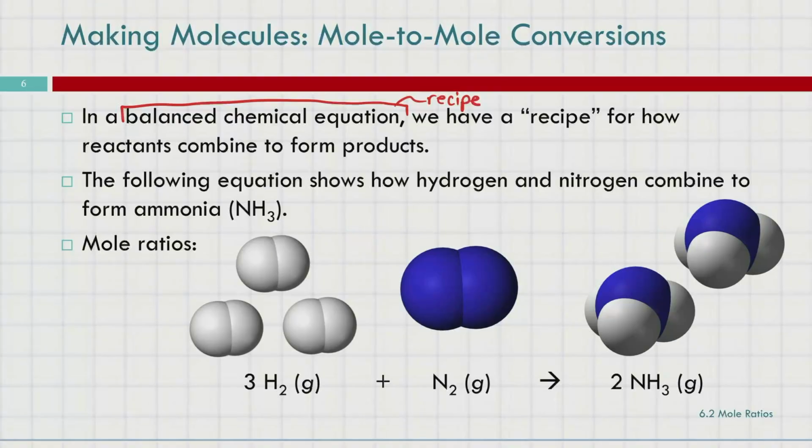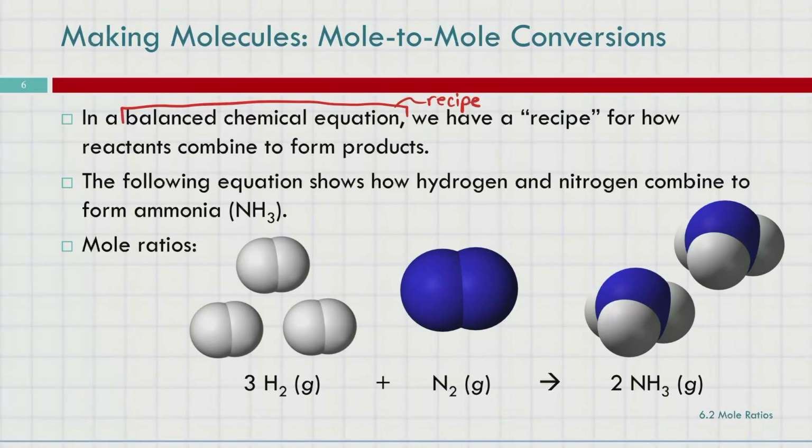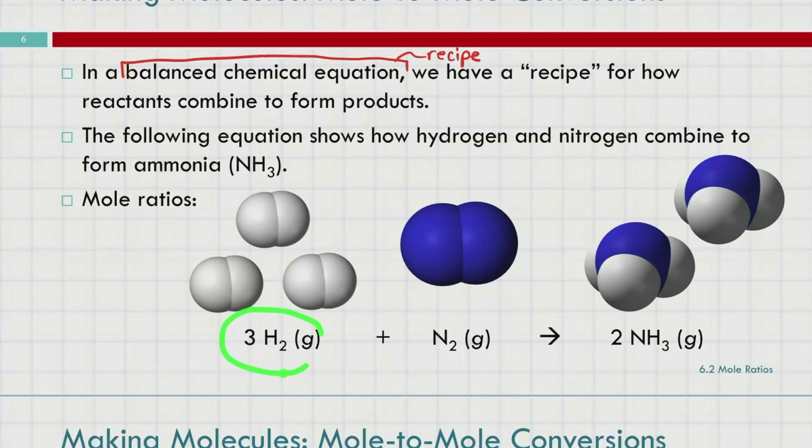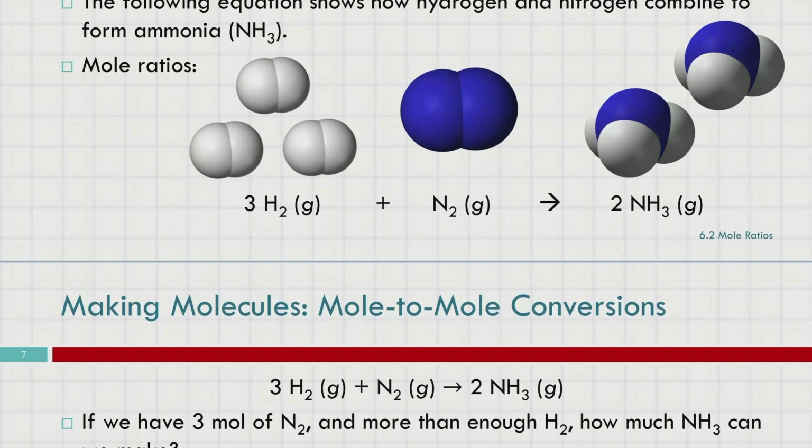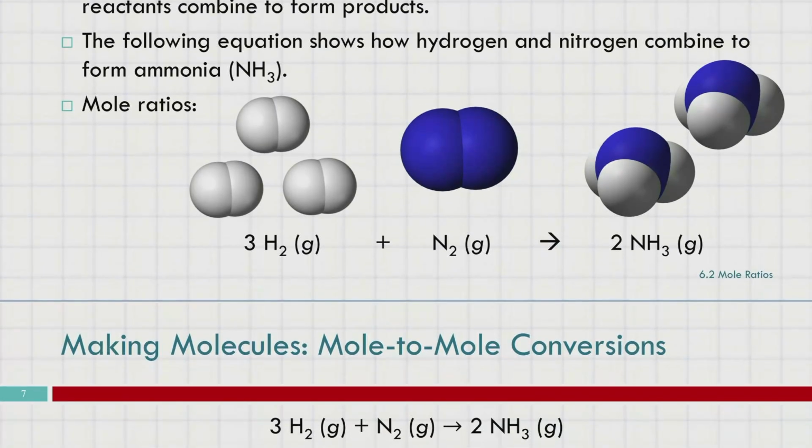And so our equation shows us how we can combine these. If we put in 3 hydrogens and we have enough nitrogen, we can get out 2 ammonia. If we put in 1 nitrogen and we have enough hydrogen, we can get out 2 ammonia. If we've got 1 nitrogen, we can use that all up if we put in 3 hydrogen, and so on and so forth. So there's a bunch of different ratios that we can come up with.